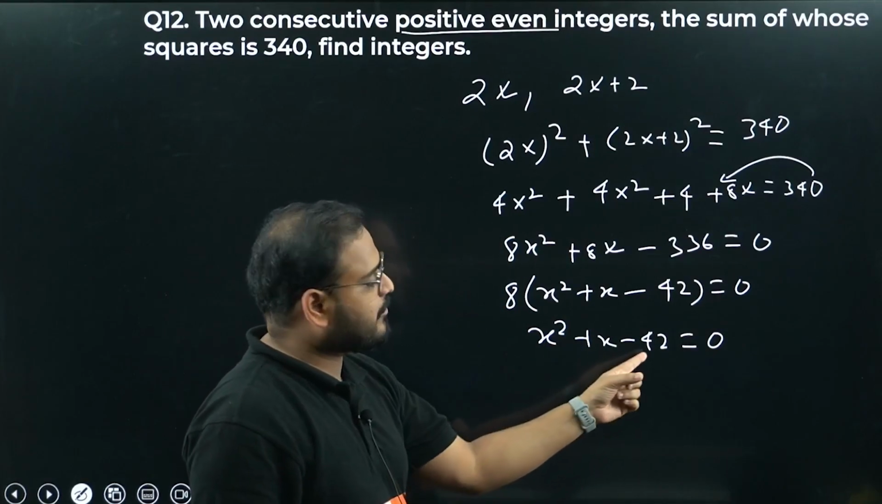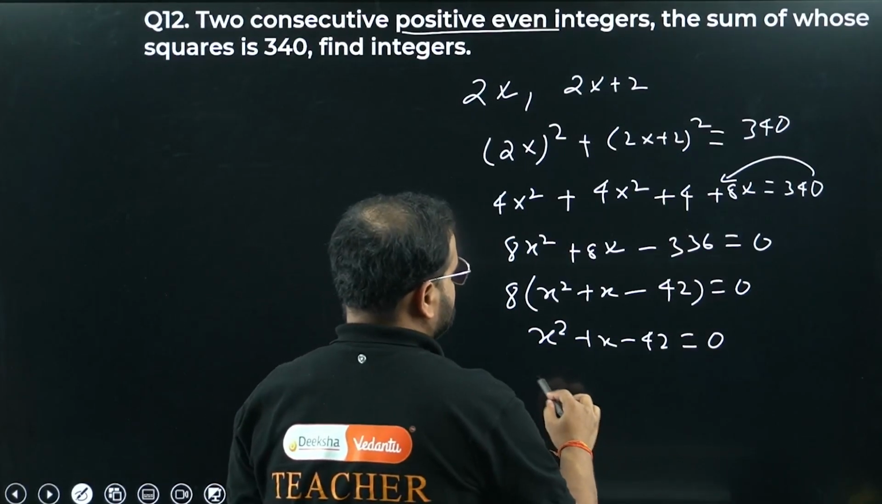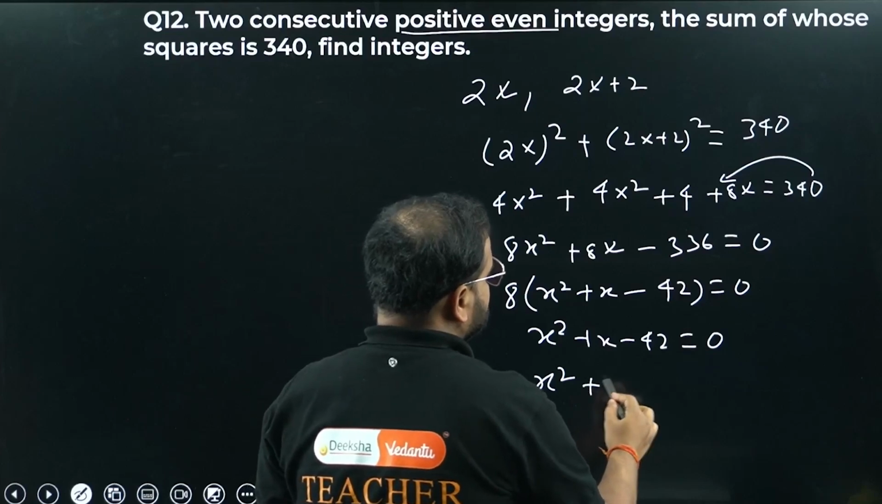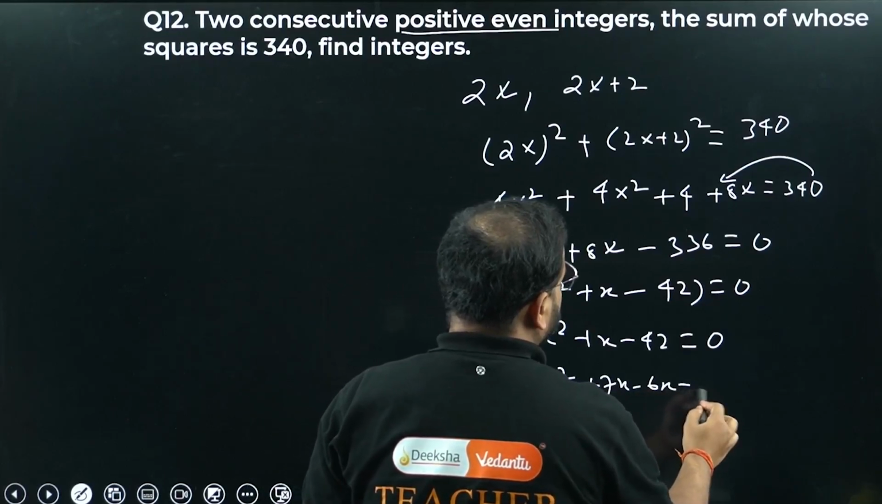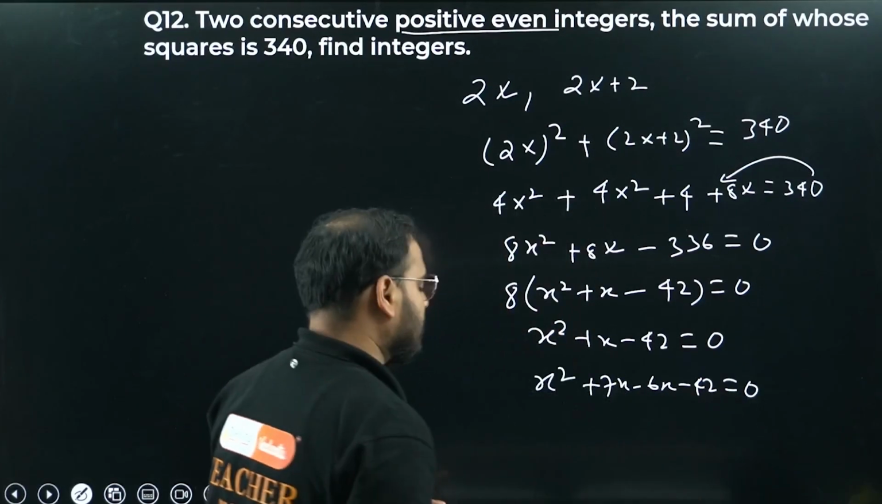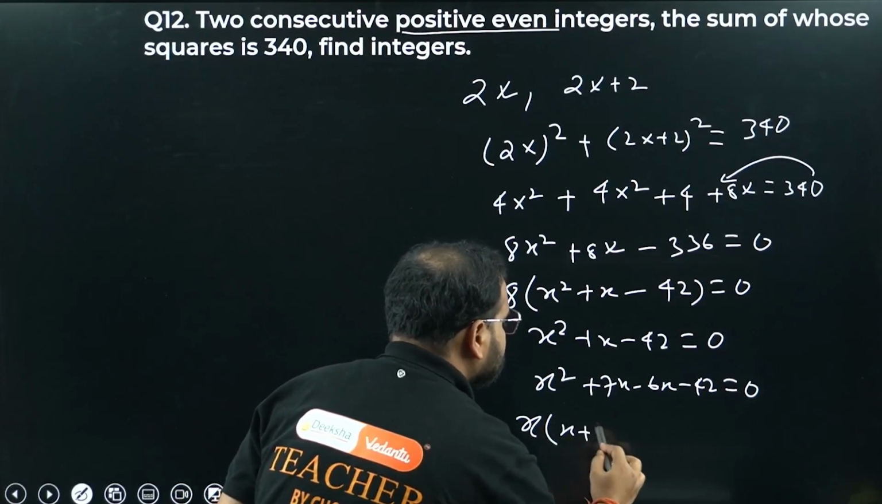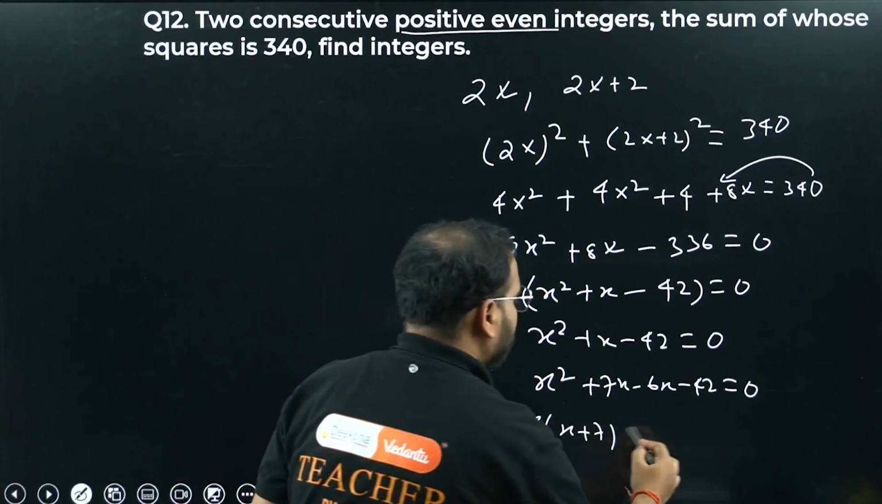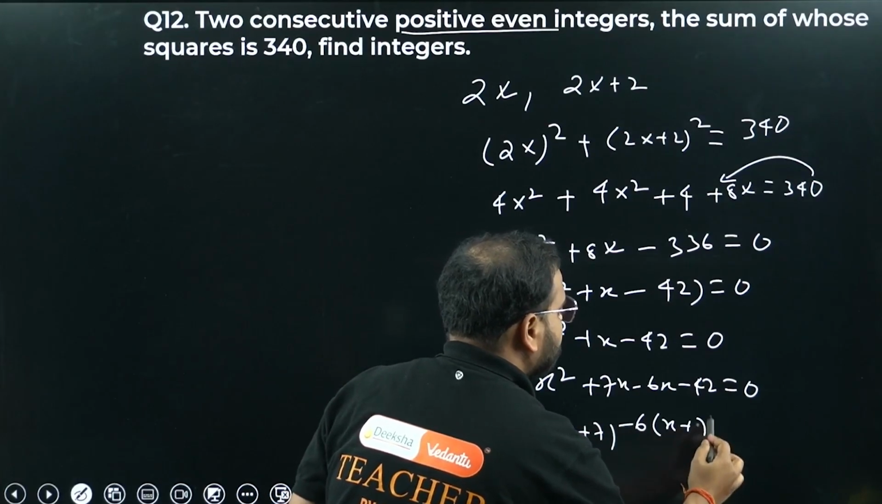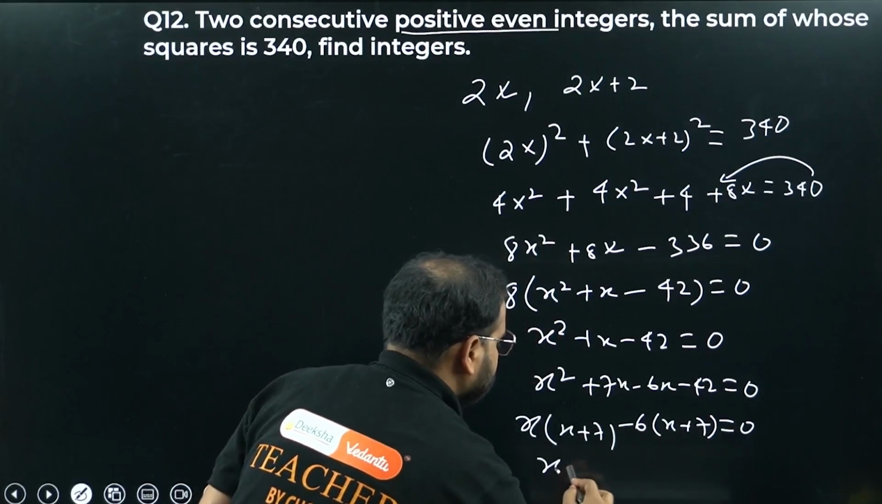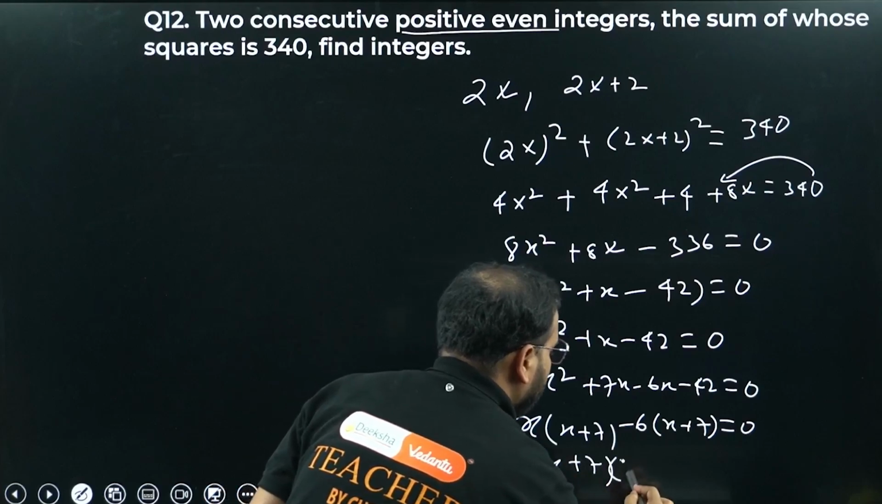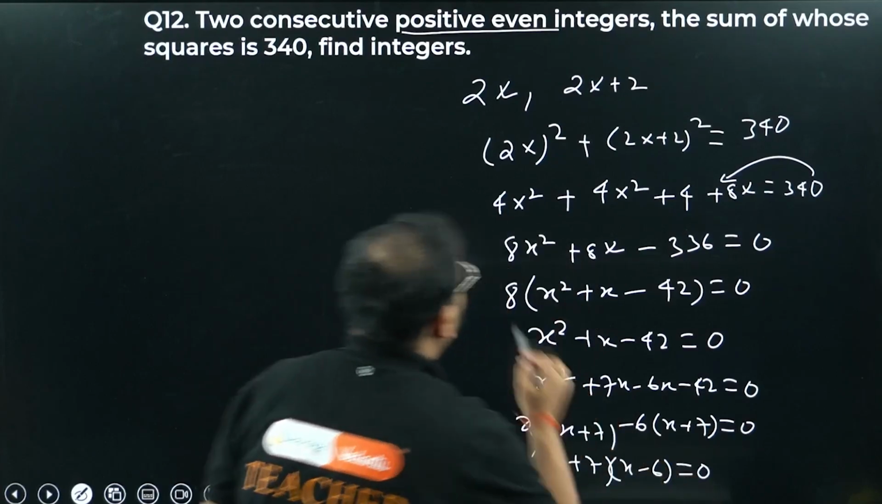So I can factorize this 42. Factors will be 7 and 6. I know you all know this, right? x square plus 7x minus 6x minus 42 equals 0, sir. Take the factors: x plus 7, and minus 6 you can take common, so again x plus 7. The factors are x plus 7 and x minus 6 equals 0.